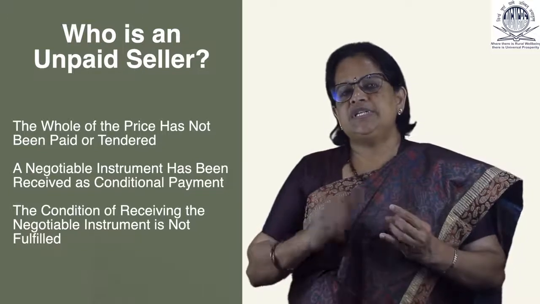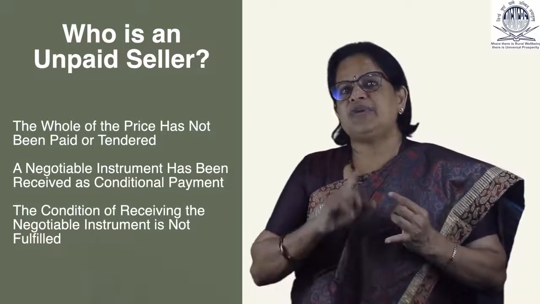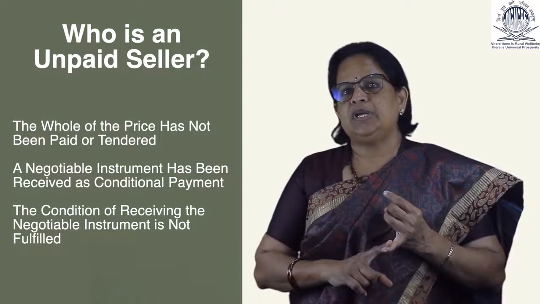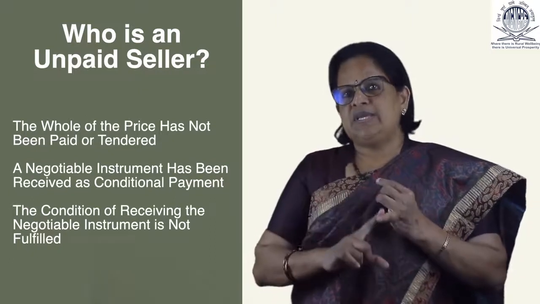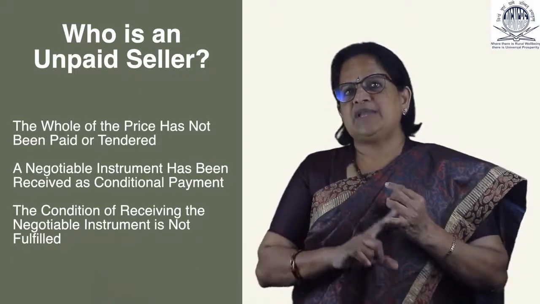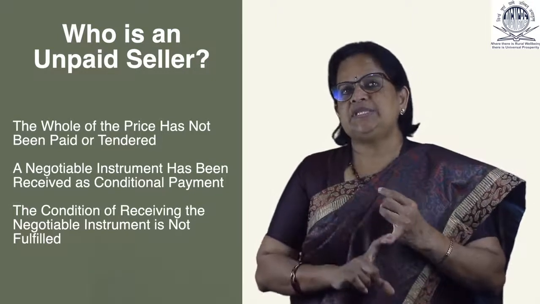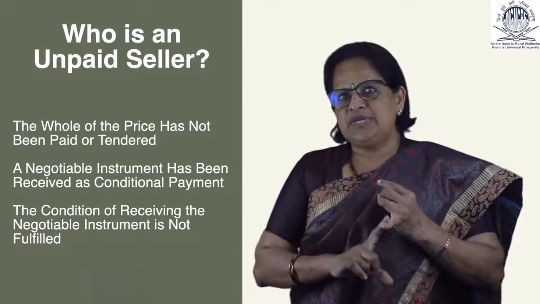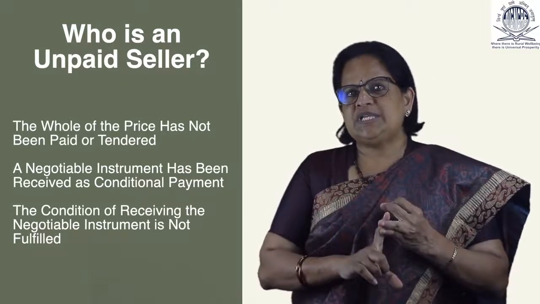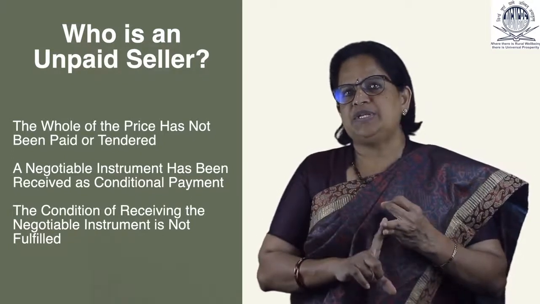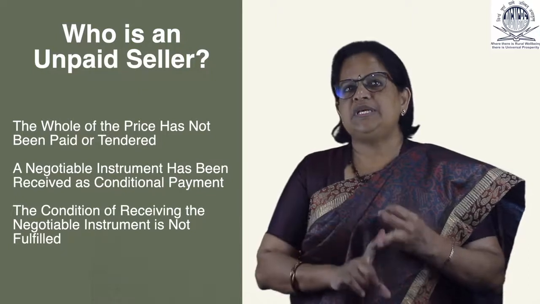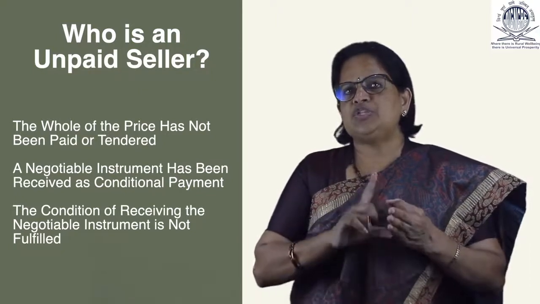Three features describe an unpaid seller from this definition. So these 3 points, or the three characteristics, are: seller has not received the entire price. Second point is the negotiable instrument is accepted as a conditional payment. And third point is that the negotiable instrument is not honored while presented for payment.